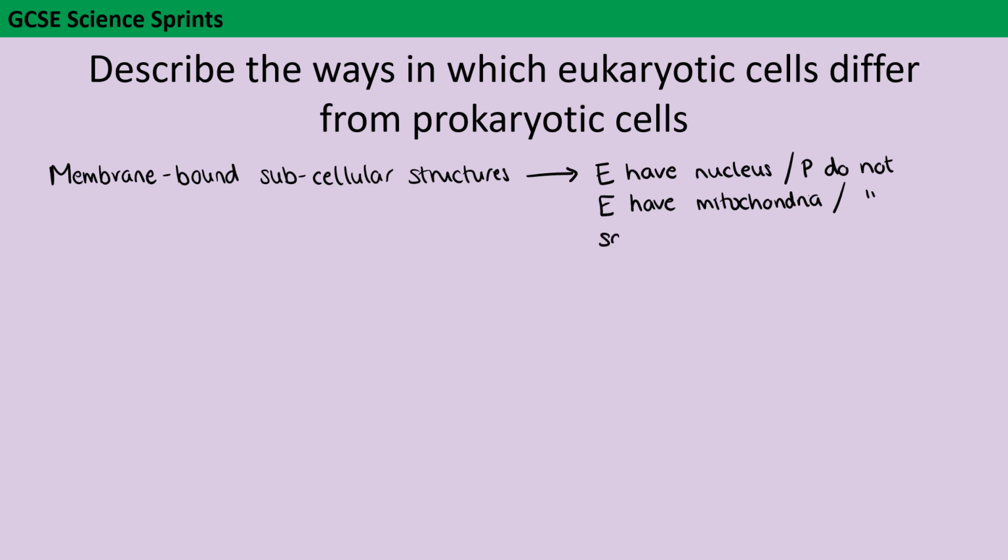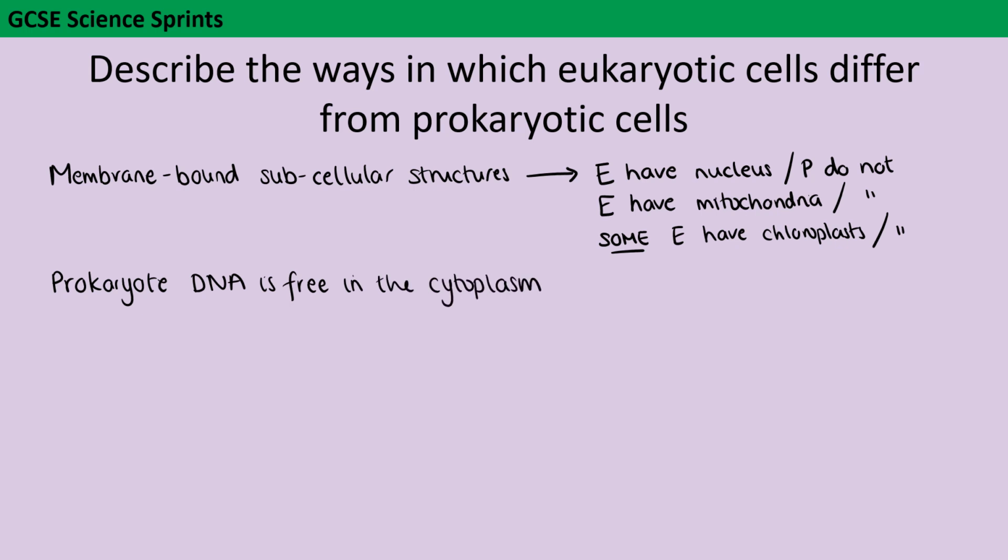And then some eukaryotes have chloroplasts, so basically most plant cells, whereas prokaryotes do not, for the same reason, because a chloroplast also probably evolved from a bacteria. It's about the same size as bacteria. It's not going to fit inside bacteria.